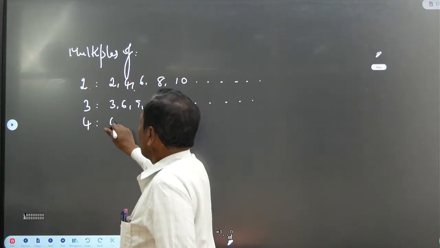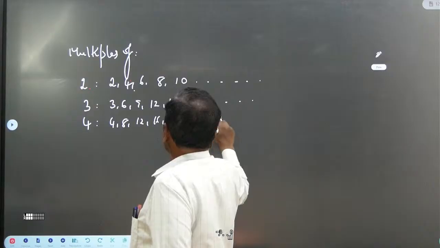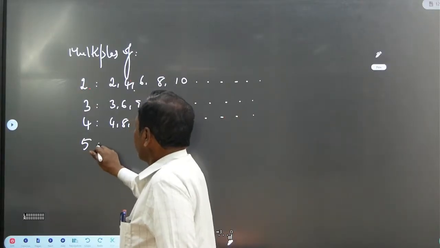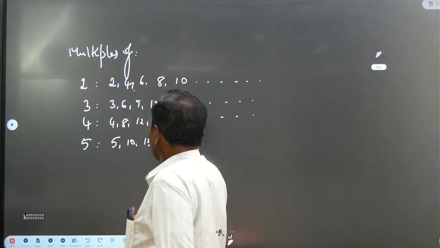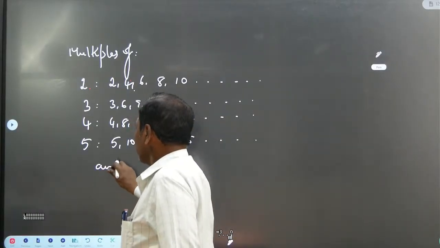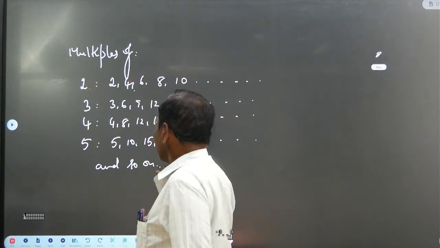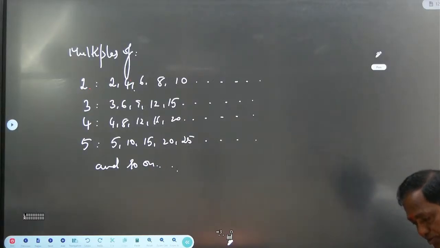Multiples of 4, 4, 8, 12, 16, 20 and so on. And multiples of 5, 5, 10, 15, 20, 25 and so on. And so on like that. Right, this is multiples of numbers. Like multiples of any number, multiples of anything.